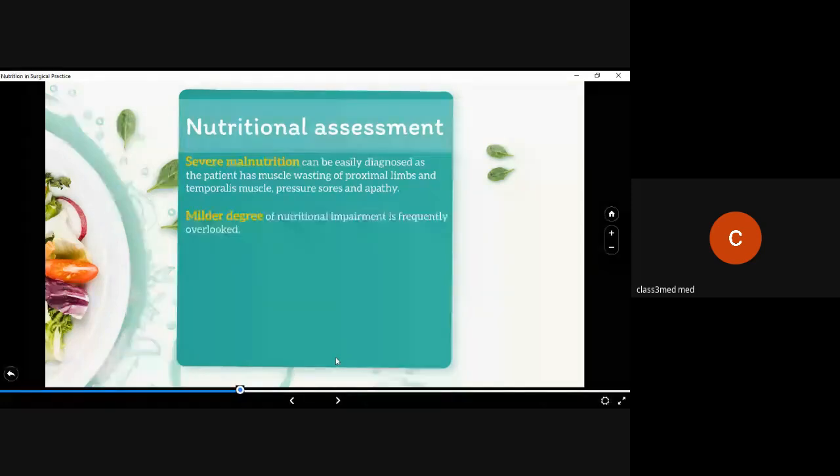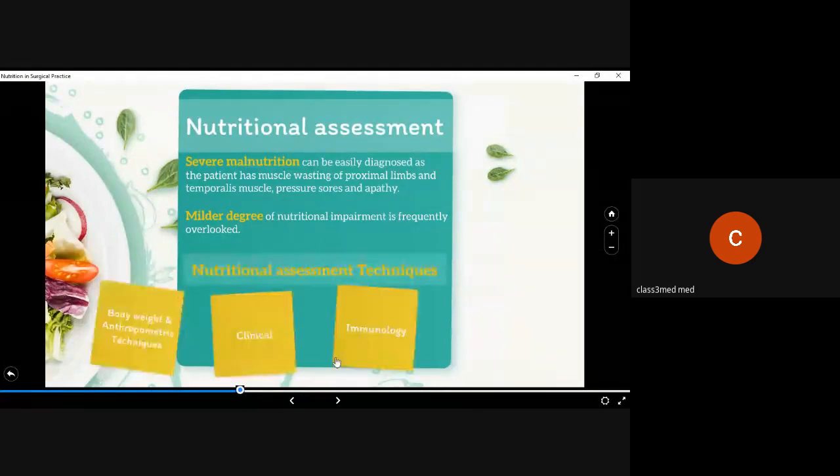But the problem is with milder degrees of malnutrition, the nutritional impairment, which is frequently overlooked. Why? Because it is not very obvious. You have to assess the patient in order to detect it. With severe malnutrition, the diagnosis is easy, and we go straight forward for correction. But milder malnutrition might be subjected to surgical or medical intervention without diagnosis, which makes the patient prone to a lot of complications and disturbances.